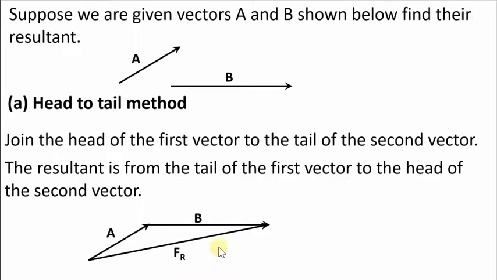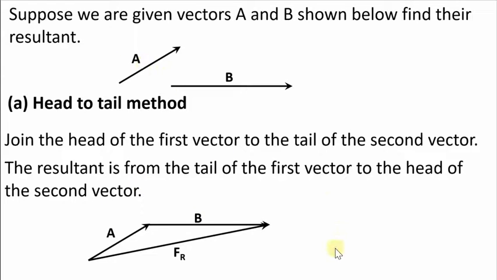So that is what is going to be the vector. Okay, so this will be the resultant, and it will be the answer of adding this vector and this vector. It will be FR. FR stands for resultant force or resultant vector. Now we can also do it the other way around.